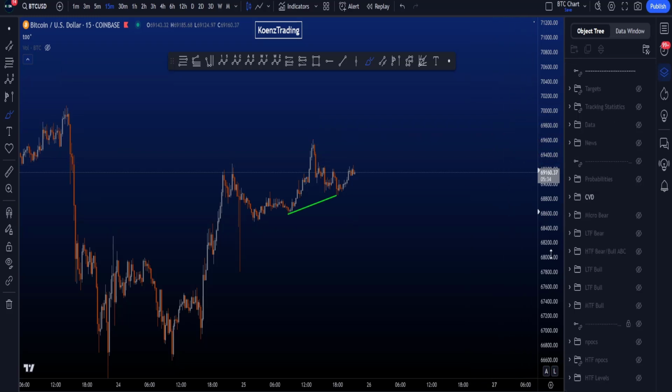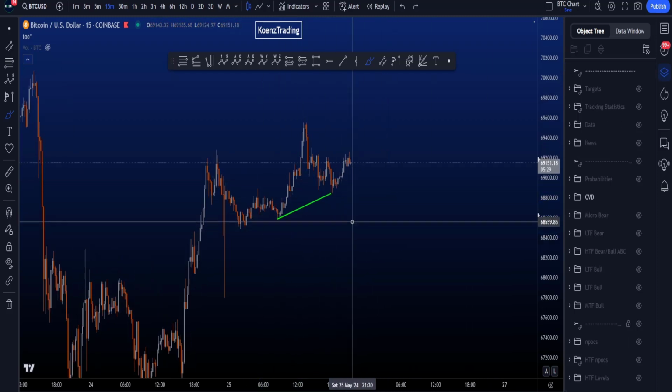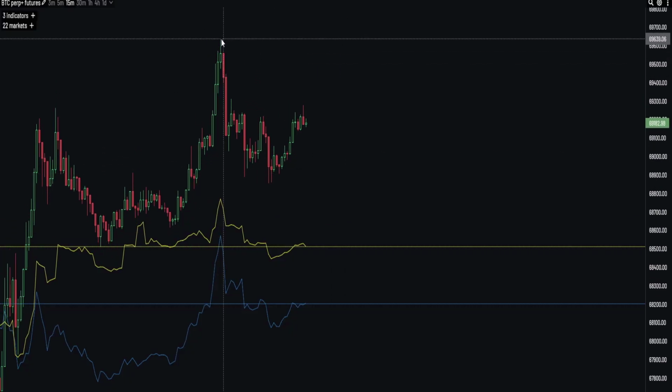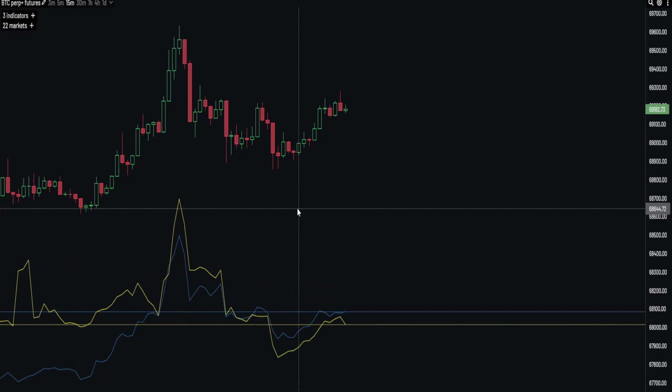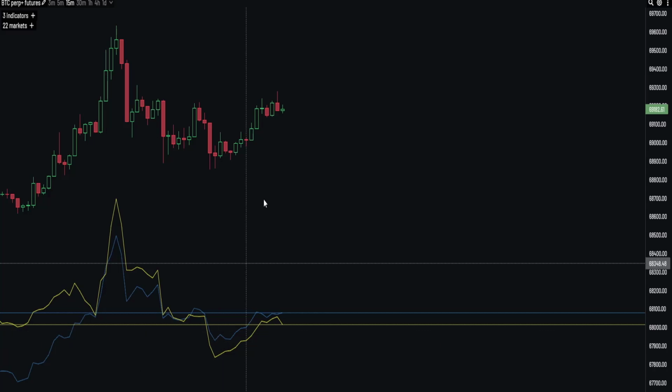So at the moment the invalidation for an ABC to the upside here is at 69.6k. Looking at CVD divergences, we do have some bullish CVD divergences on the chart here, higher low in price, lower low on the CVD. The target for this divergence would be taking out the high, and you can see it here on yellow. We have a higher low in price, but a lower low on the CVD.